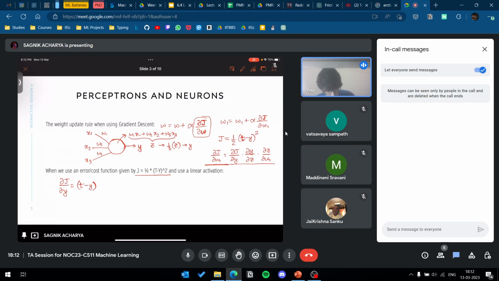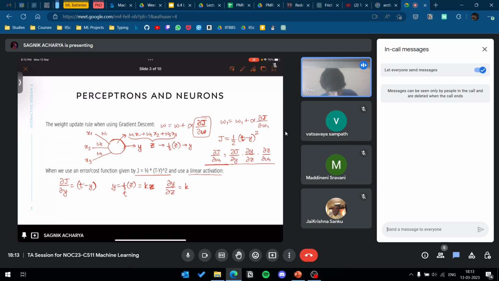Then del y by del z. Y is equal to f of z, where f is the activation function we are using. In this case, let's say we are using a linear activation, as I mentioned here. So y can be something like kz, where k is a constant. Then del y by del z is equal to k, right?